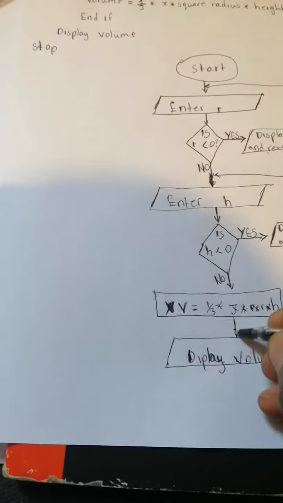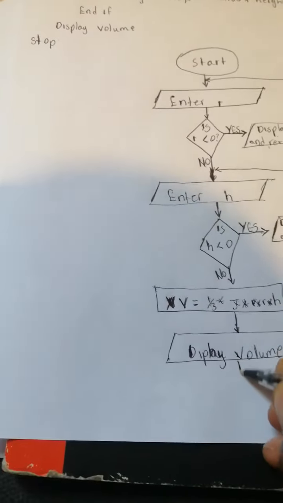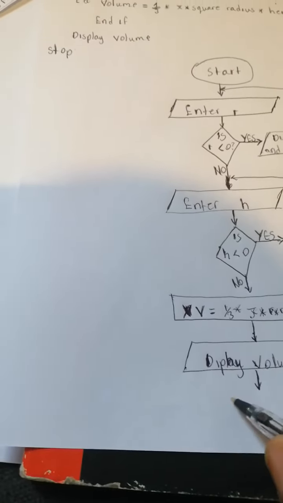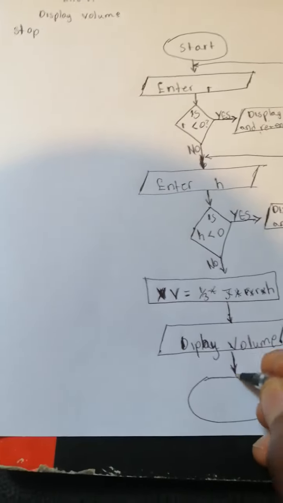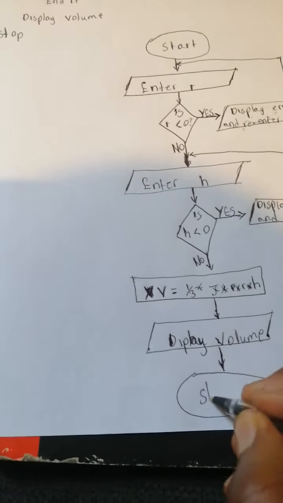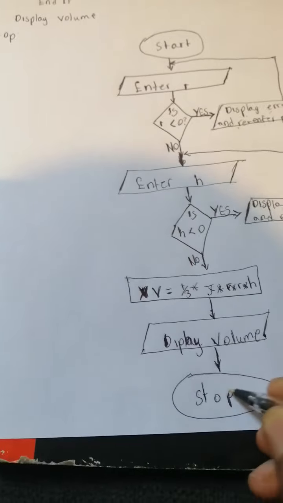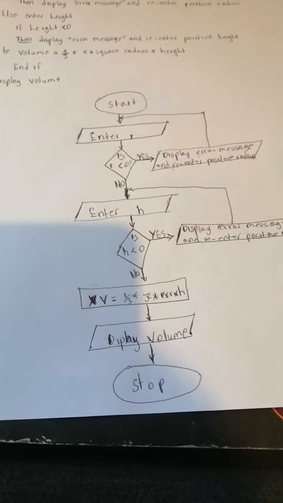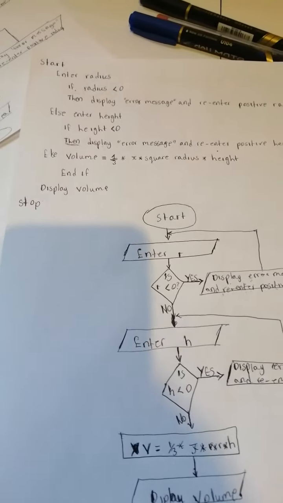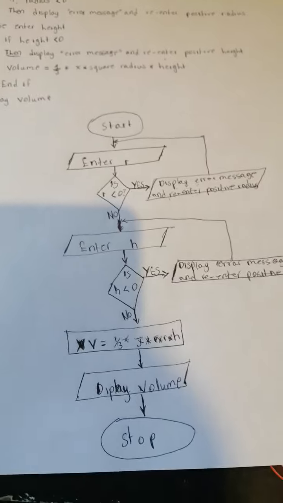So here stop, we're going to draw an oval for stop, like that. So we're going to draw an oval for stop. So inside this oval, we're going to write stop, like that. So that's how you can draw the corresponding flowchart to the pseudocode above, which is this pseudocode. So this is the flowchart, like that.